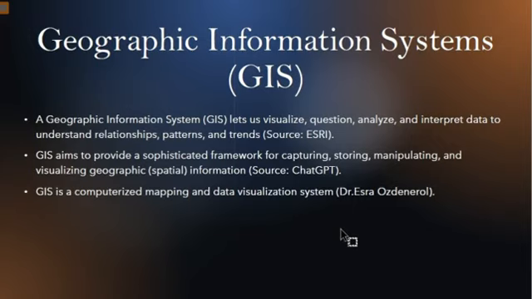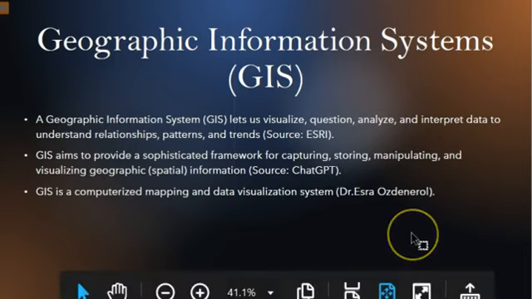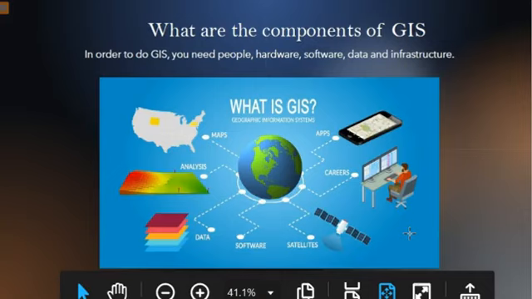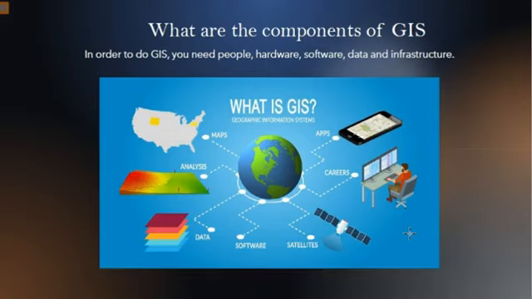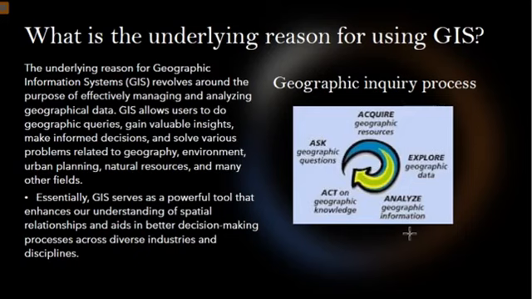By definition, geographic information systems let us visualize, question, analyze, and interpret data to understand relationships, patterns, and trends. In simple terms, GIS is a computerized mapping and data visualization system. This diagram shows us what composes a geographic information system. In order to do GIS, you need people, hardware, software, data, and infrastructure.